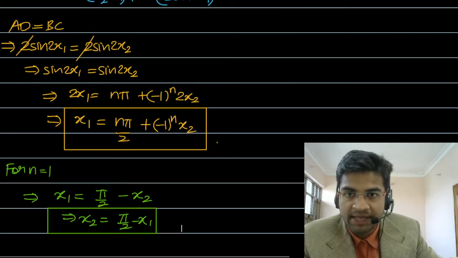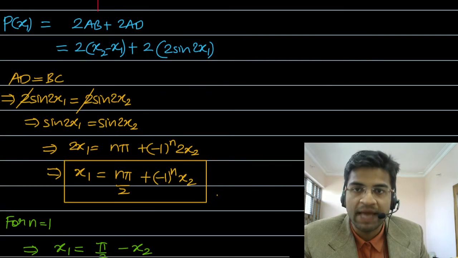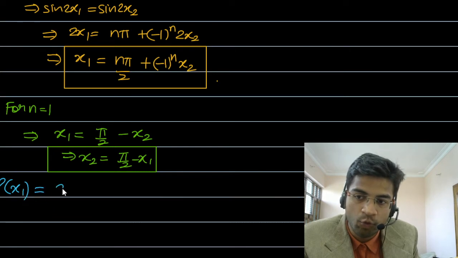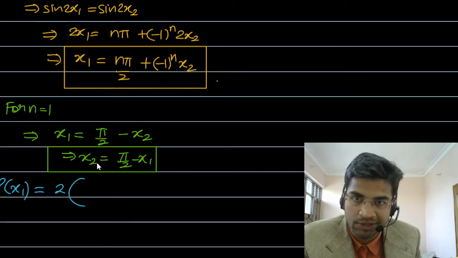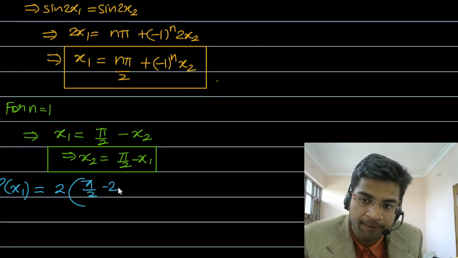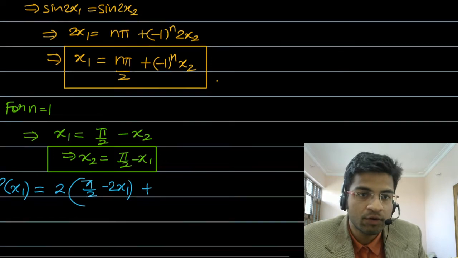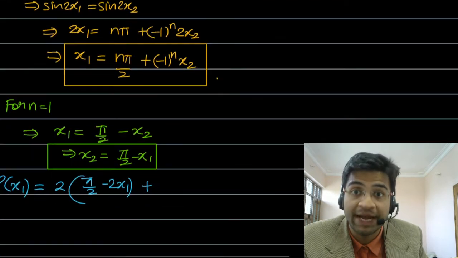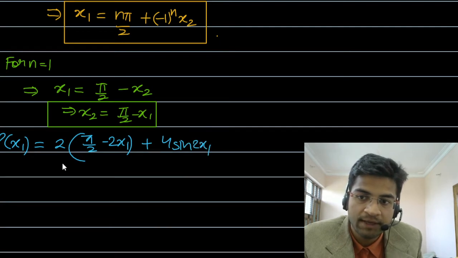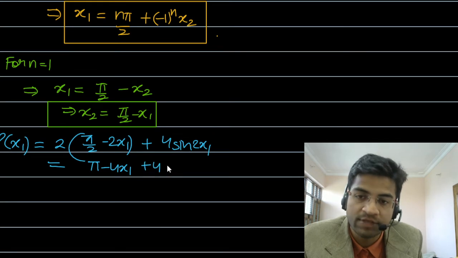Now just replace this term in p(x1). You will get p(x1) as 2x2 minus x1. So x2 is pi by 2 minus x1, minus x1, it is pi by 2 minus 2x1, plus 4 sine 2x1 plus 4 sine 2x1. So this is pi minus 4x1 plus 4 sine 2x1.